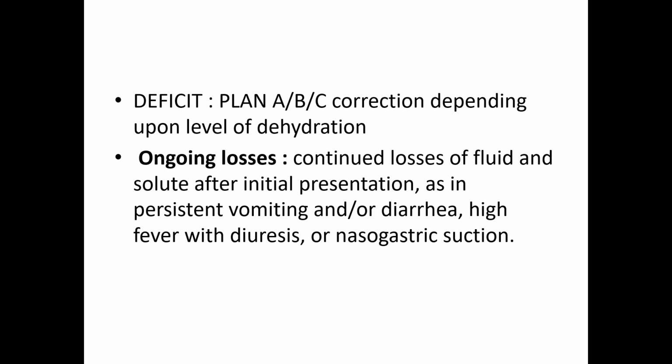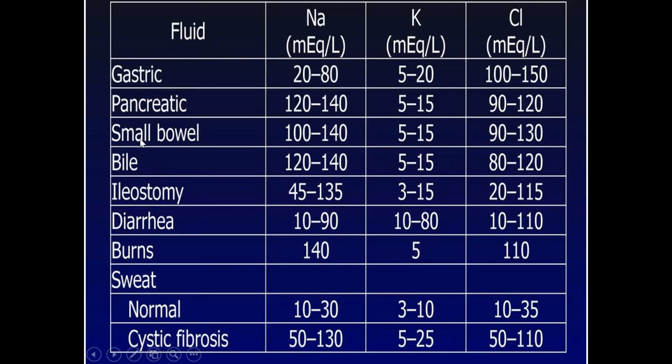Going on, the ongoing losses. So now we know the maintenance, now we know the deficit correction, we need to know what the ongoing losses for the patient are. The ongoing losses can be either vomiting or stools. Remember that it depends upon what the fluid is. If the patient is having vomitus that is coming from the gastric juices, it will have a lesser amount of sodium.